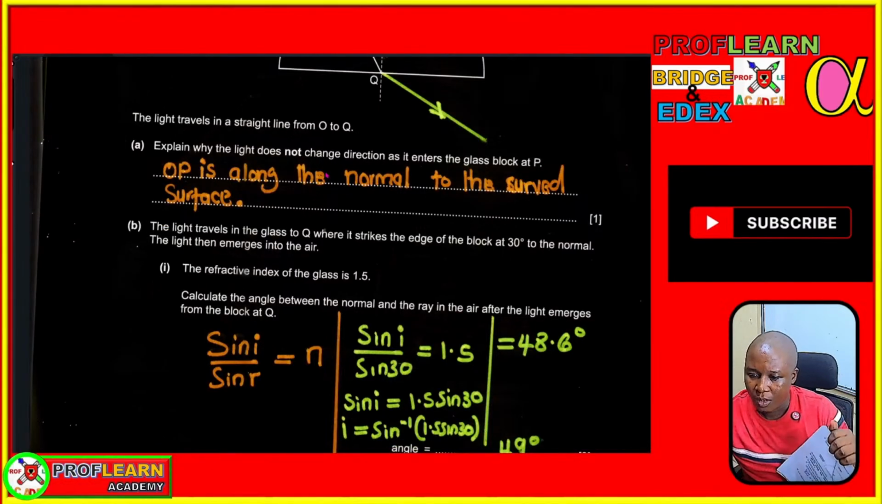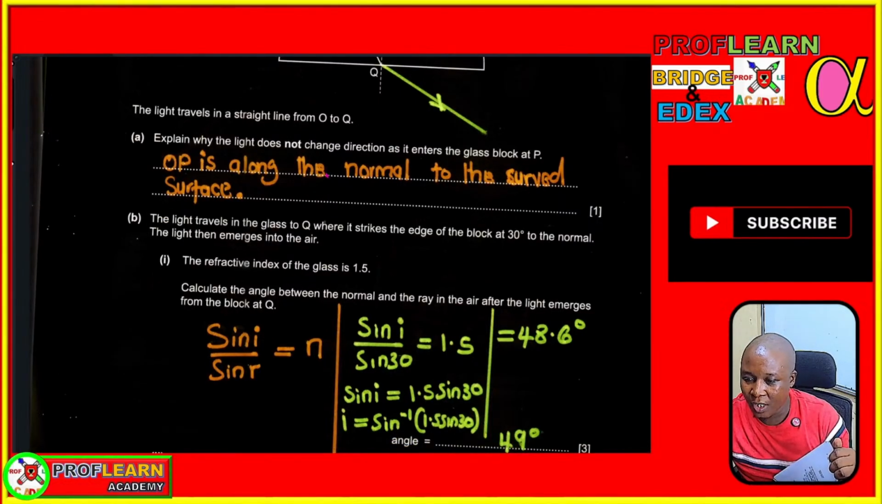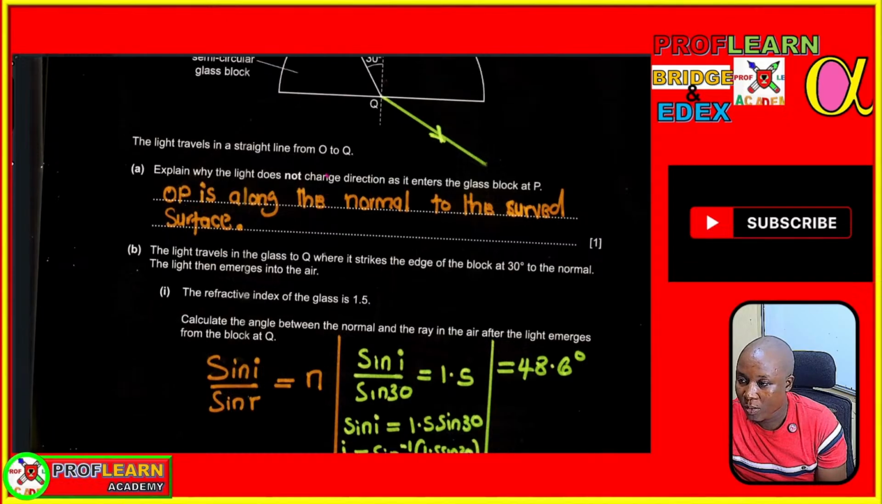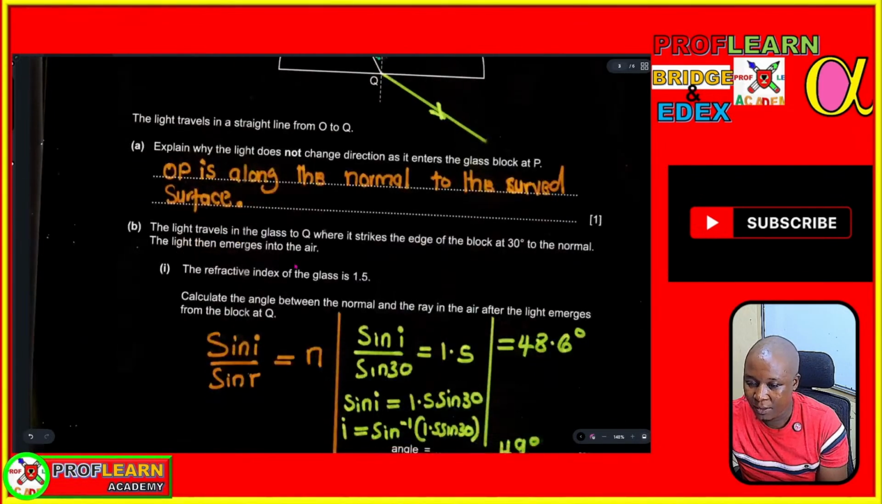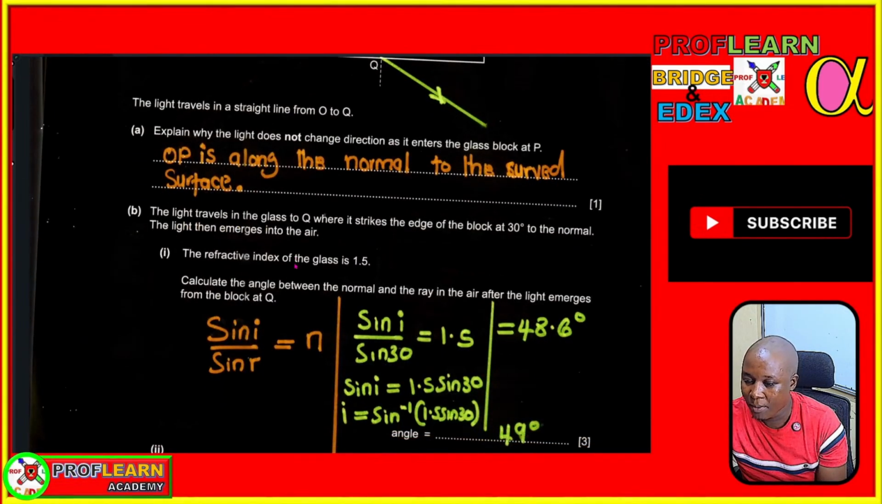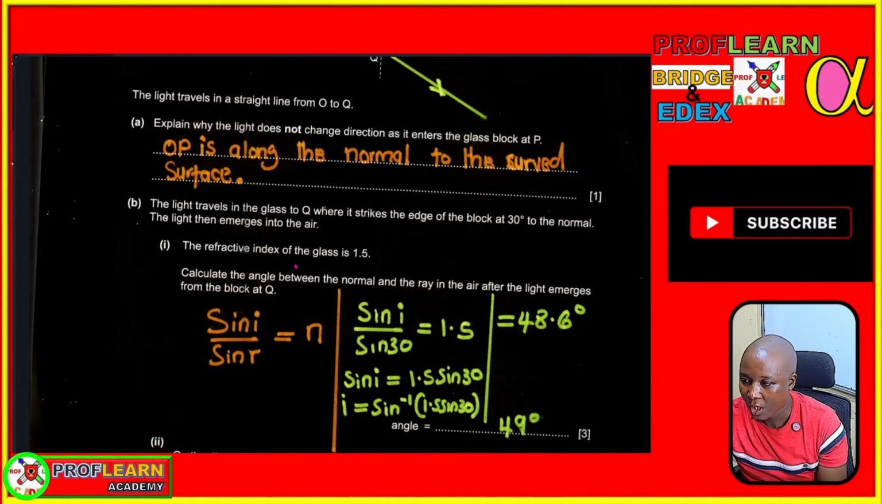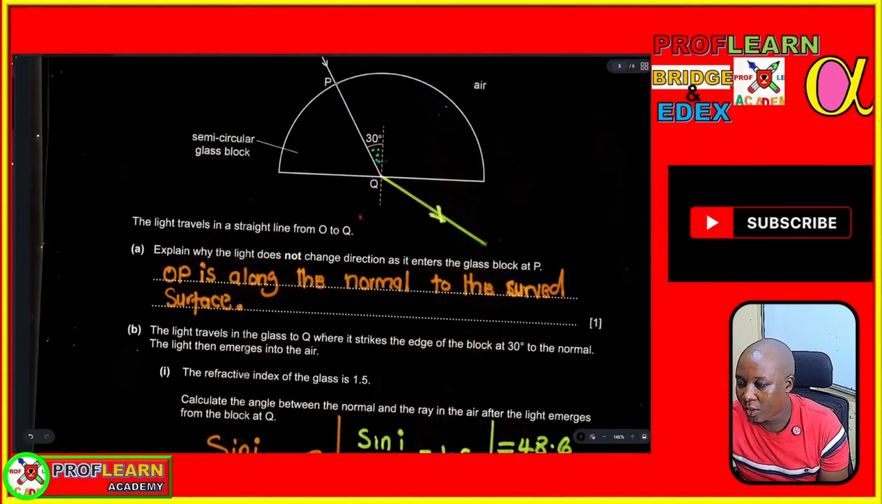Now, part B, the light travels in the glass to Q, where it strikes the edge at 30 degrees to the normal. So we are told, you can see the angle that we're talking about is this 30 degrees to the normal. And we are expected to calculate the angle between the normal and the ray in air after the light emerges. So at this given point, we need to work out this angle that we are having here. So this ray is moving from glass to air.